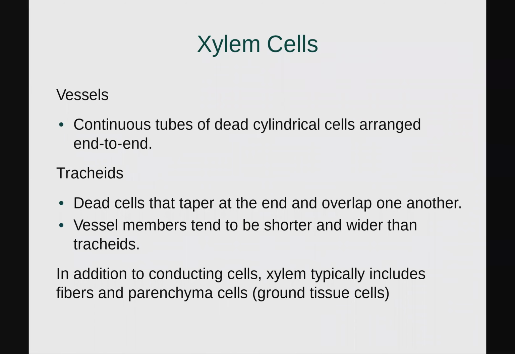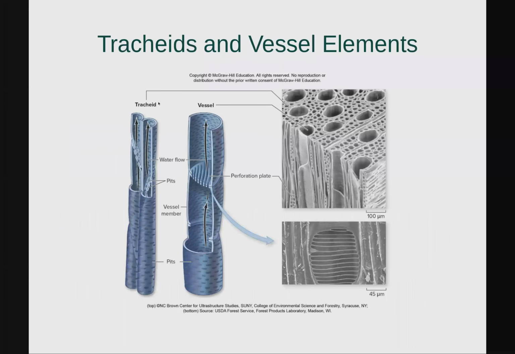Now, there are overall structures of xylem cells and phloem cells that we'll talk about. For our xylem cells, we first have what we call vessels. These are continuous tubes of dead, and again, kind of weird to think about, dead cylindrical cells arranged end to end. Then we have tracheids, which are again dead cells that taper at the end and overlap one another, forming this overall structure. Let's take a peek at what we have here. We have our vessels here, and our tracheids here on the inside. This is what an electron micrograph is going to look like.